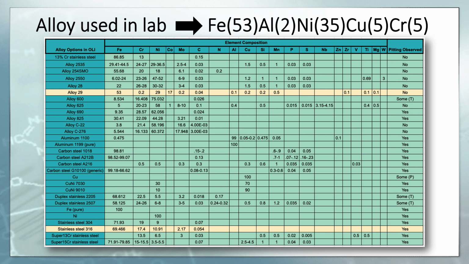Using this information, we can determine which alloys in OLI can be used to make calculations that closely match the alloy used in the lab, as well as have a similar composition to conventional alloys. The alloys selected to use in OLI were alloy 29 and stainless steel 316. It is also important to note that the corrosion rate plot for each alloy available in OLI was generated and viewed to see if any pitting will occur. For alloy 29, no pitting was observed, but for stainless steel 316, there is significant pitting corrosion.